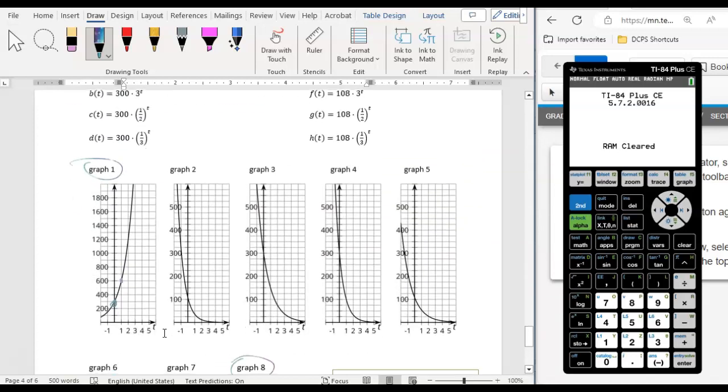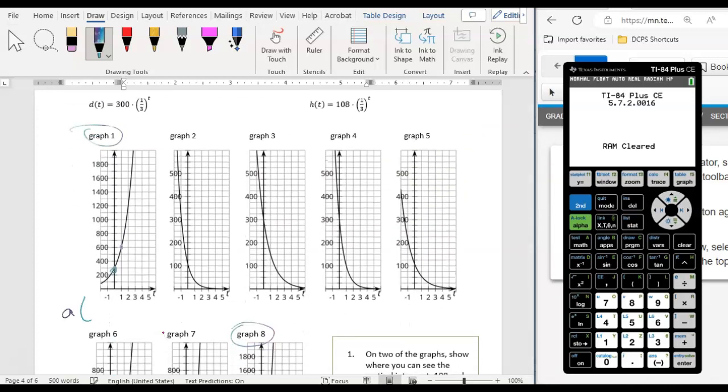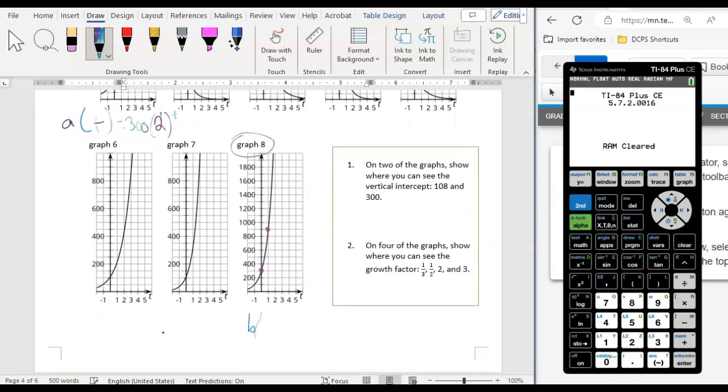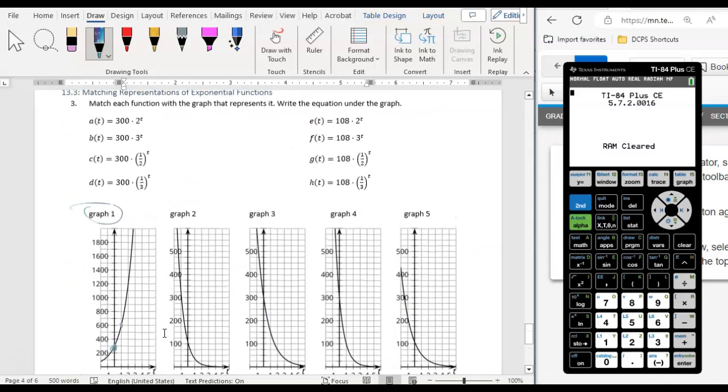So that tells us then that this one is a of t equals 300 times 2 to the power of t. And that this one then is b of t equals 300 times 3 to the power of t, because this is tripling. All right, so let's look. So we've got these two done. Let's look at c of t. So this one is decreasing, also starting at 300, but decreasing by half. So at 1, it should be 150.